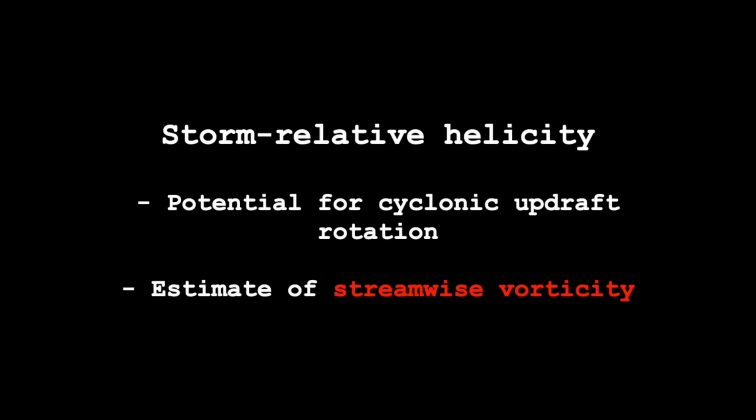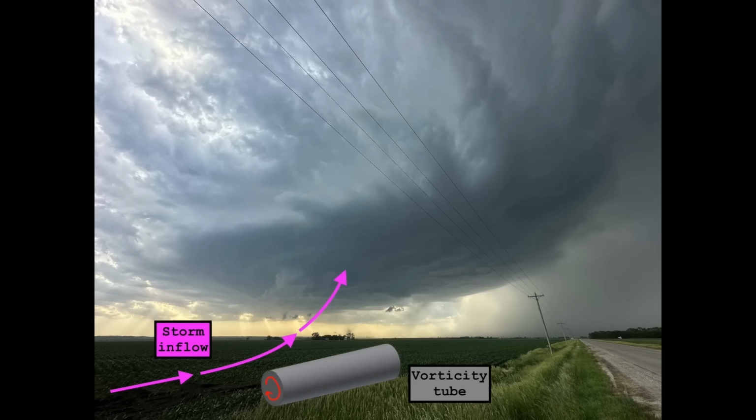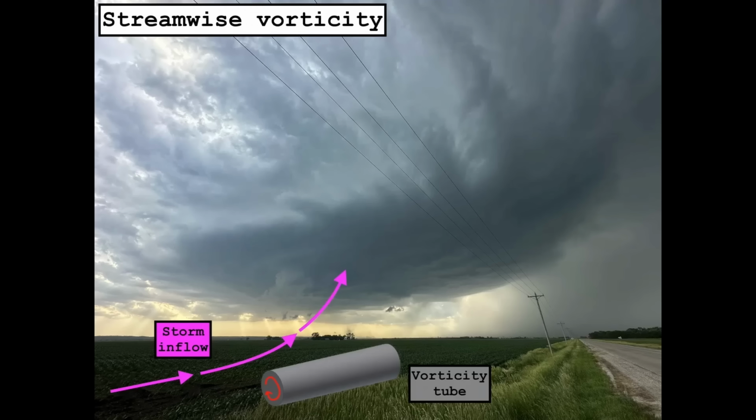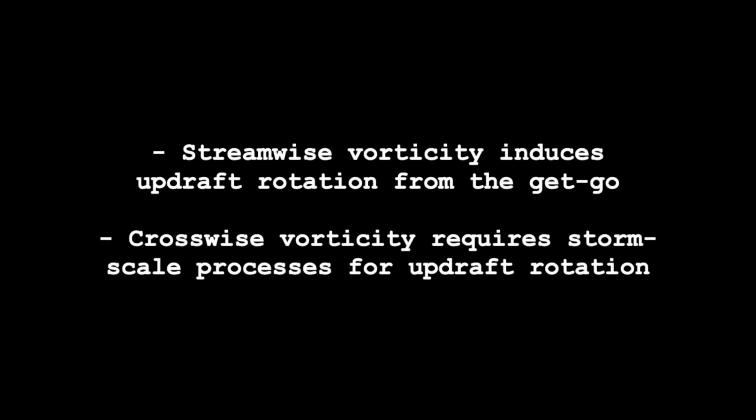Storm relative helicity is an estimate of streamwise vorticity in the environment. Vertical wind shear creates horizontal, rotating tubes of air, which is a manifestation of horizontal vorticity or spin. When the wind feeding into a storm blows parallel to these tubes, the wind itself is spinning and the vorticity is considered streamwise. When the wind blows perpendicular to these tubes, the wind itself is not spinning and the vorticity is considered crosswise. Streamwise vorticity ingested by a storm induces updraft rotation from the get-go, whereas many storm scale processes must occur before an updraft in a crosswise vorticity environment can attain rotation.